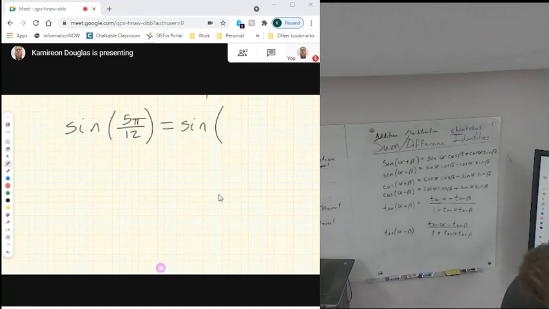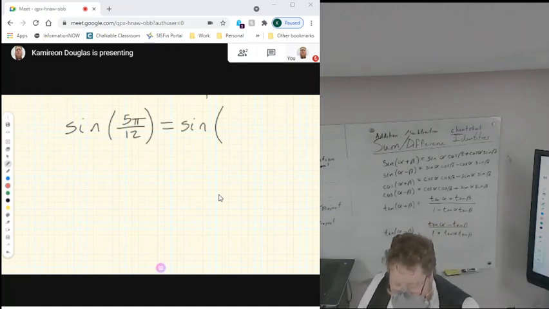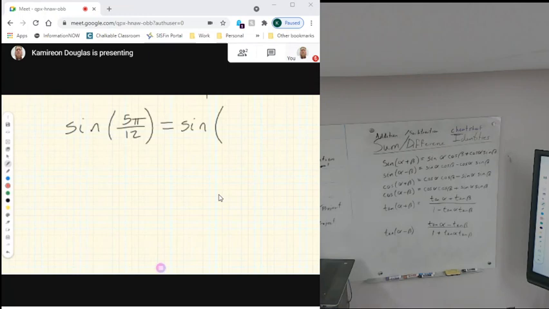Sine of 5 pi over 12. As a reminder, what this is, it's eventually going to split into two fractions. Those two fractions, I choose what they're going to be. So let's look at some pieces that could come to 5 pi over 12. Well, what about 1 pi over 12 and 4 pi over 12? Right? Those two add to 5 pi over 12.